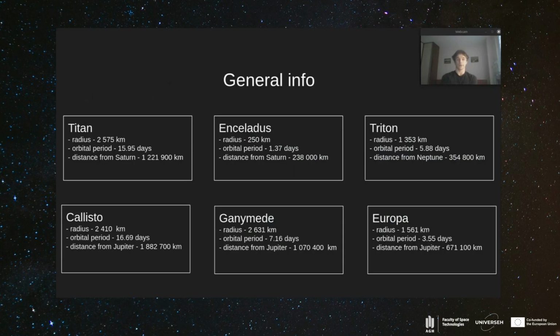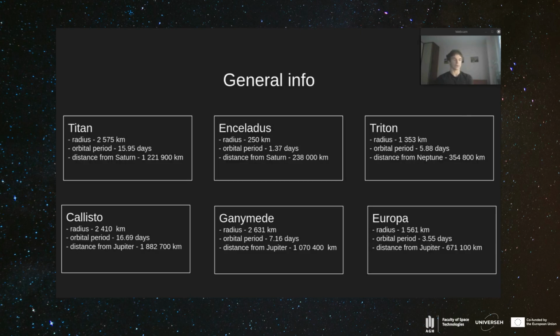So 3 of them, Callisto, Ganymede, and Europa, are moons of Jupiter. There are 3 of the 4 Galilean moons, so discovered by Galileo. And the 4th one is Io, the one that was responsible for the plasma readings. We also have 2 moons from Saturn, Titan and Enceladus, and we have 1 moon from Neptune, Triton.